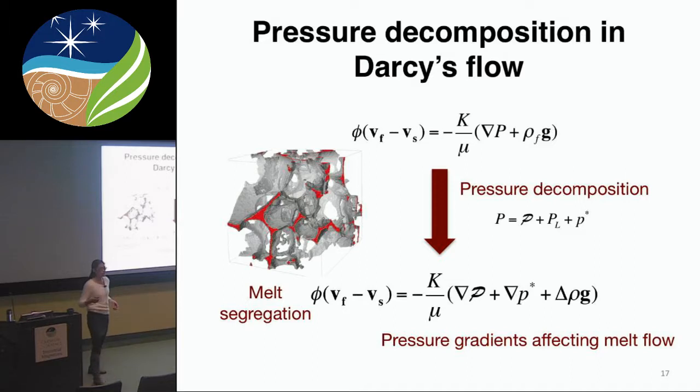So when you put the pressure decomposition back into Darcy's equation, what you have is that melt segregation is pretty much because of these different pressure gradients. So you have the compaction pressure gradient and the dynamic pressure gradient, and pretty much a buoyancy flux.